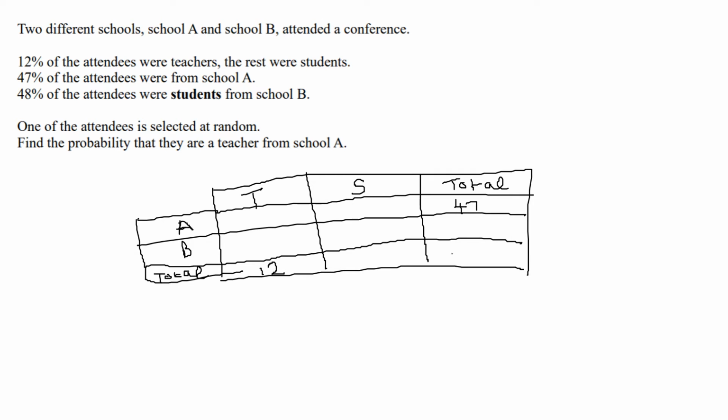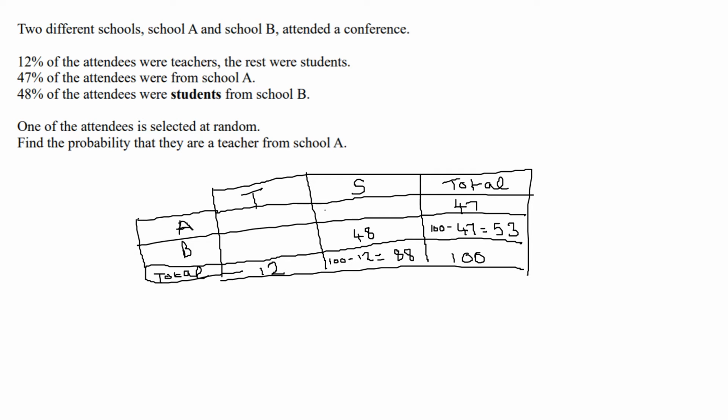We know that our totals have to add up to 100%, so we can work out how many altogether were from School B by doing 100 take away 47. So that will give us 53%. And then we can do the same to work out how many altogether were students. So we've got 100% take away 12, and that will give us 88. 48% of the attendees were students from School B.